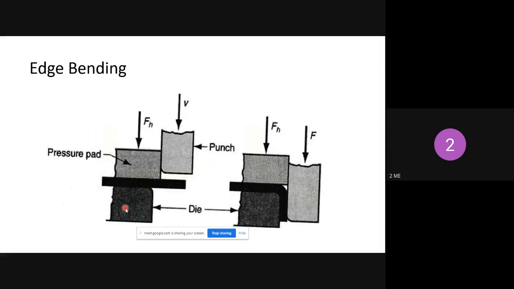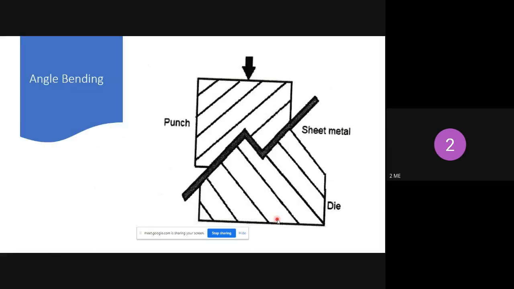Okay. So next one is edge bending. Edge bending is similar to that of wiping die. Same thing, same operation. Both are same. Edge bending as well as wiping die, both are same. So here the pressure pad is used. Pressure pad function is to hold the workpiece properly above the die, then applying downward force with the help of punch, so that the edge of the sheet metal will bend to a required shape. That is called as edge bending.